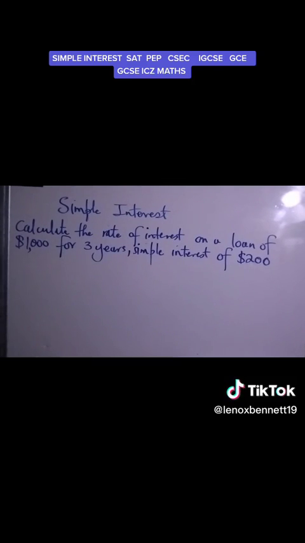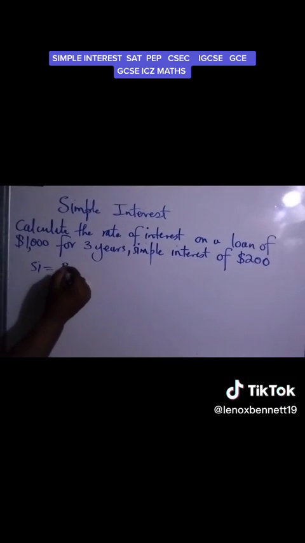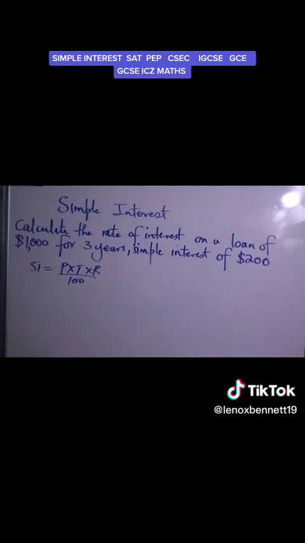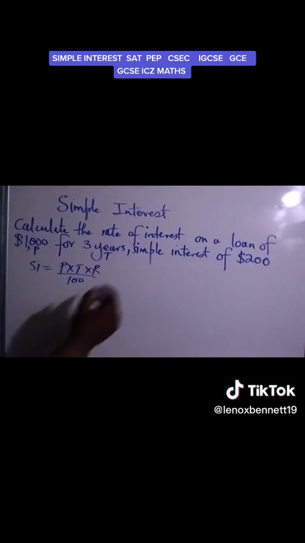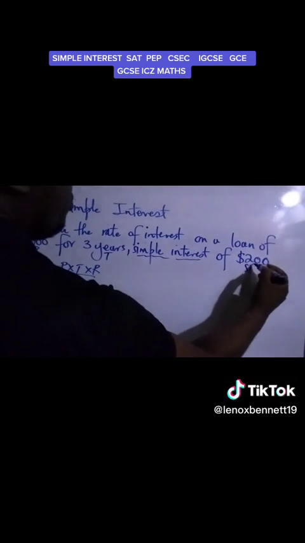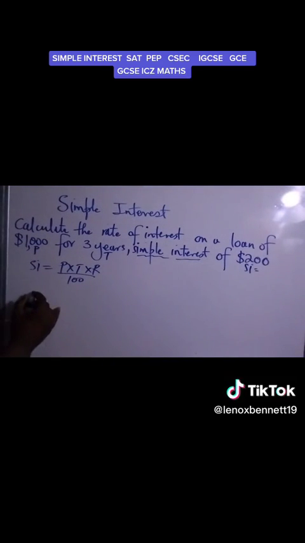Let's look at number 2. It says calculate the rate of interest on a loan of $1,000 for 3 years, with simple interest of $200. Alright, so let's go. First write out the formula, which is simple interest is equal to P times T times R over 100. Now we're going to put in all the information that we are given. So we identify our principal, which is 1,000, T, which is time, and the simple interest this time, which is $200.